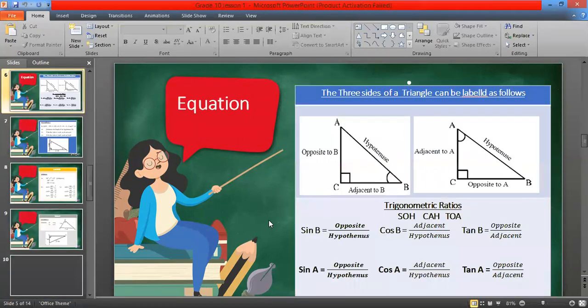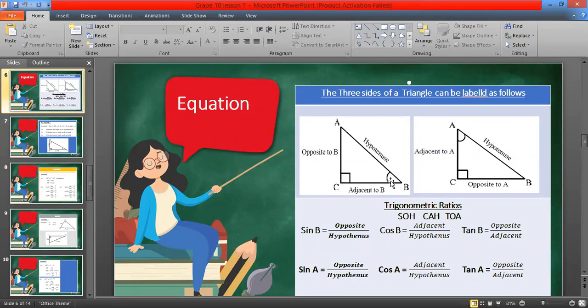So next we're looking at the different names of the three sides of a right triangle, for example, the one given below. There are three sides. The side facing your angle 90 is your hypotenuse. It's always your hypotenuse. And we have what we call an included angle. In this case, B is the included angle.